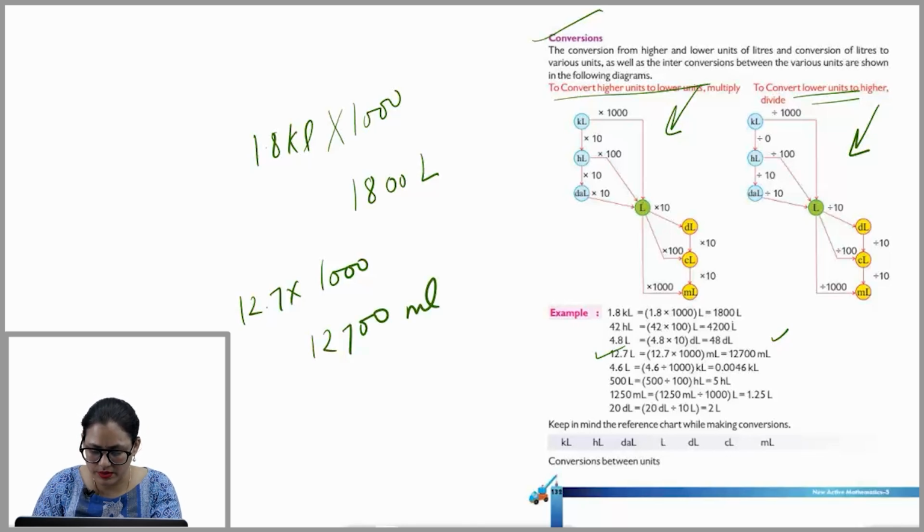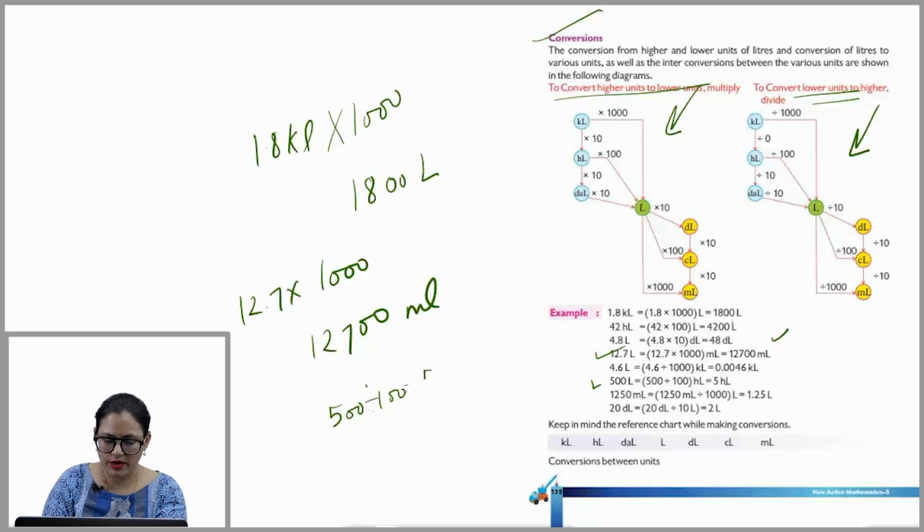Next you have this one, 500 liter. You have to convert it into hectoliter. See, this is liter, and you have to convert it into hectoliter. Now you will divide by 100. So 500 divided by 100 is equal to 5 hectoliter.